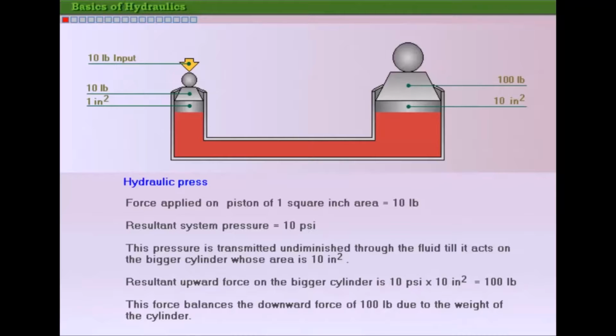This pressure is transmitted undiminished through the fluid and acts on the bigger cylinder whose area is 10 square inches. The resultant upward force on the bigger cylinder is 100 pounds. As you can see, we have balanced a load of 100 pounds with only 10 pounds of input force.